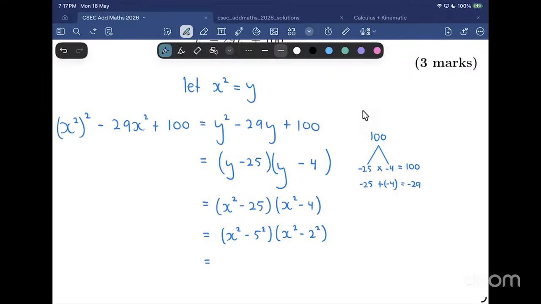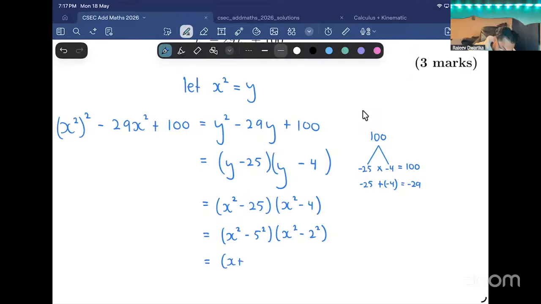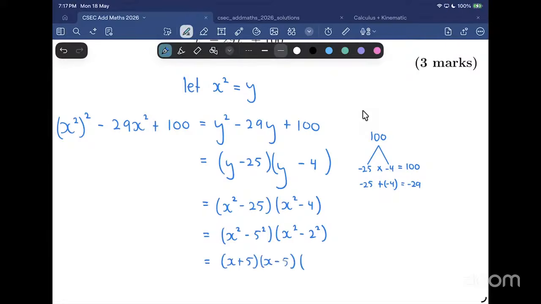X plus 5, x minus 5. Right, x plus 5 by x minus 5 because it's a difference of 2 squares. And the other one will be what? X plus 2 by x minus 2.